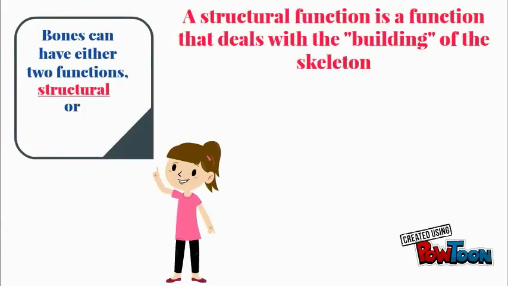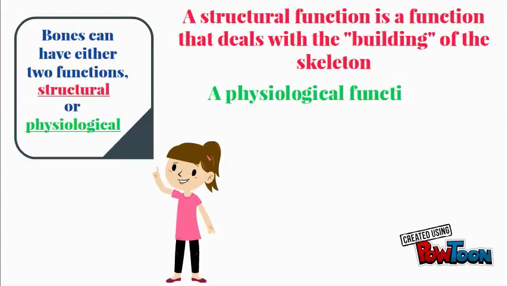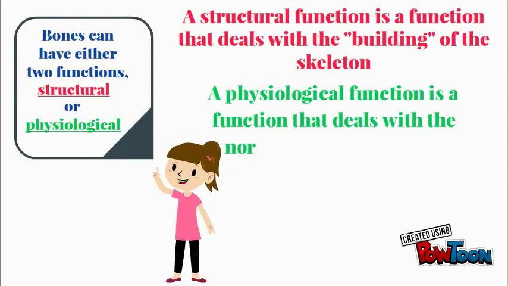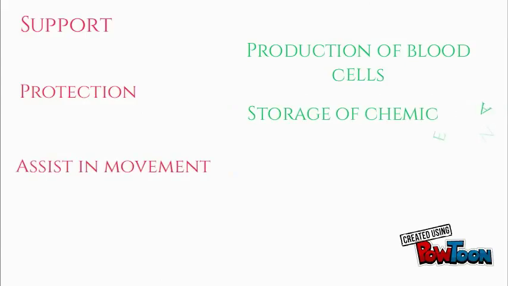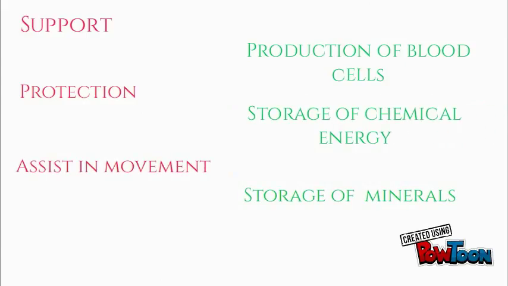A structural function is a function that deals with the building of the skeleton. A sociological function is a function that deals with the normal bodily processes. Some examples of structural functions include support, protection, and assist in movement. Some examples of sociological functions include production of blood cells, storage of chemical energy, and storage of minerals.